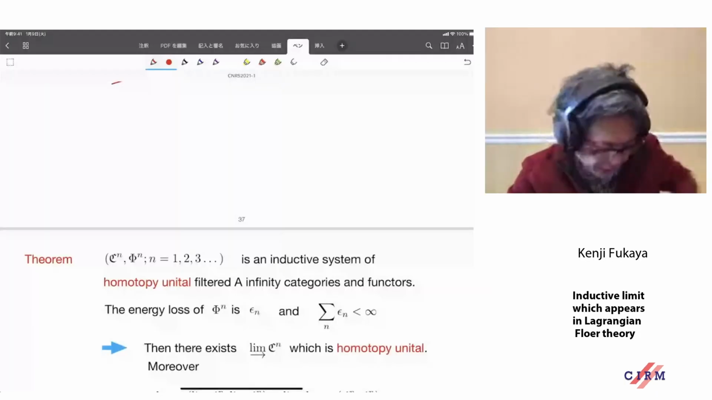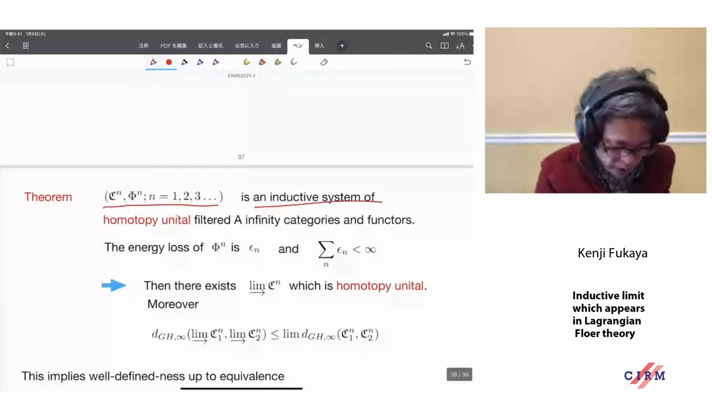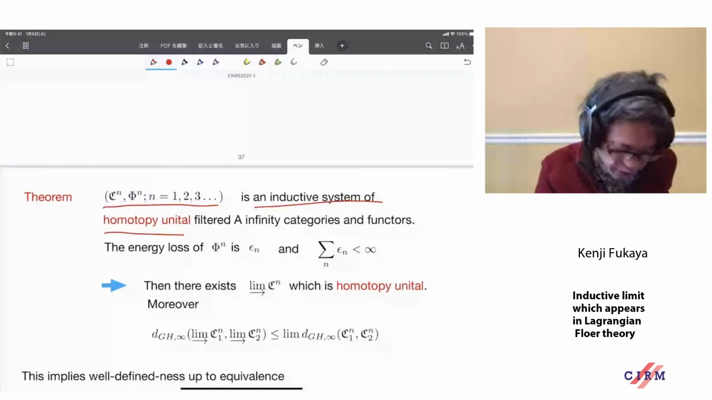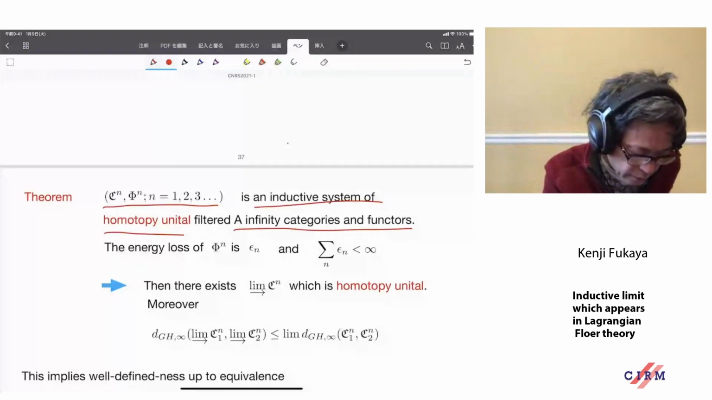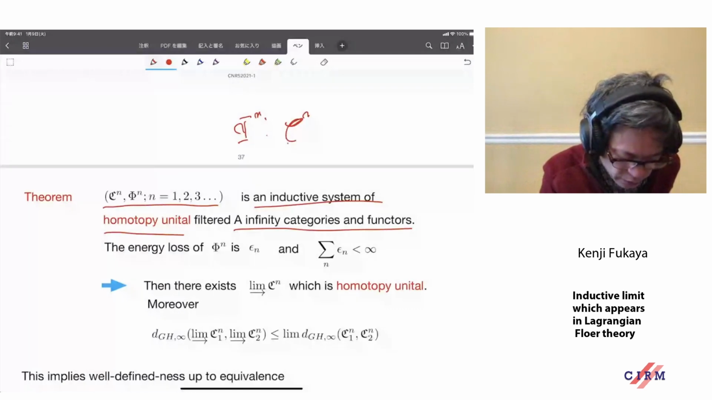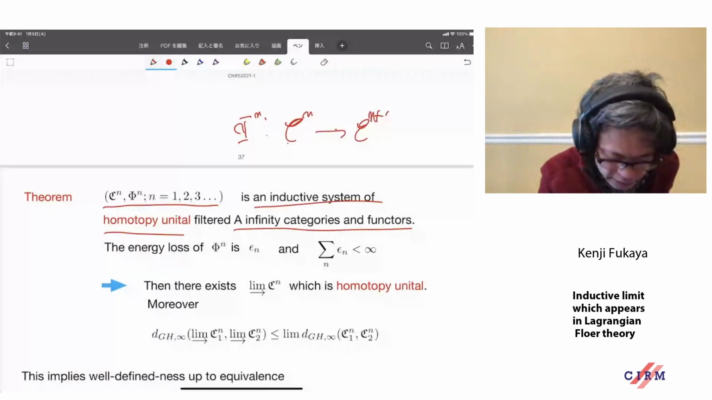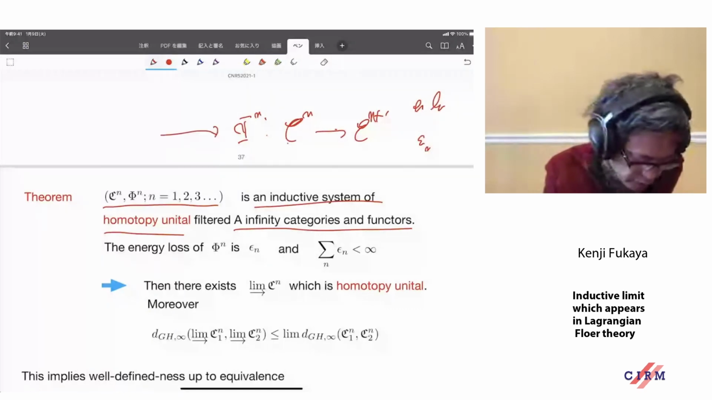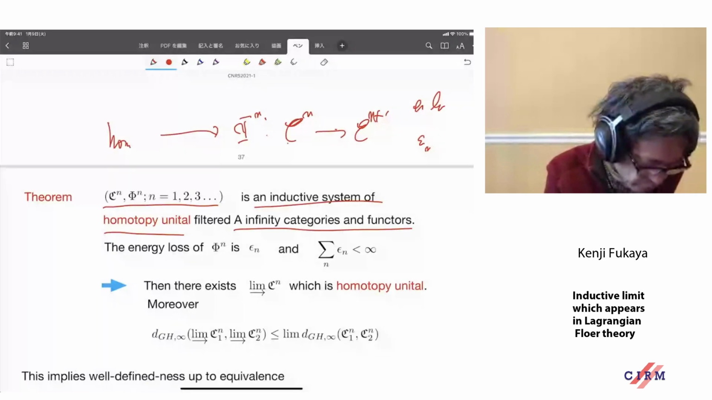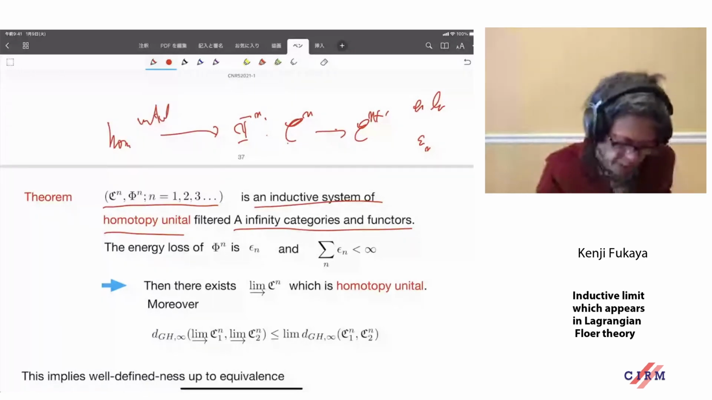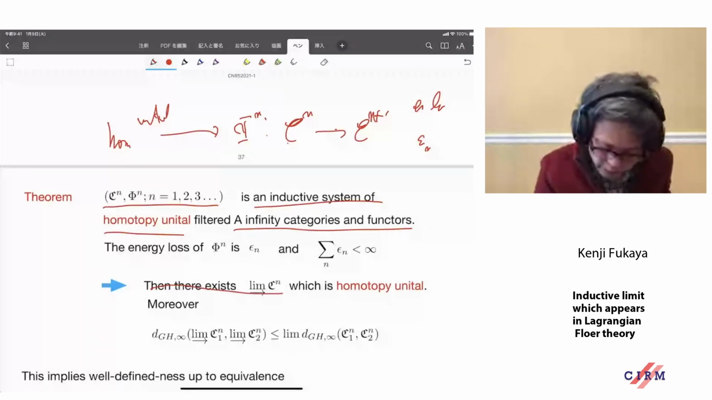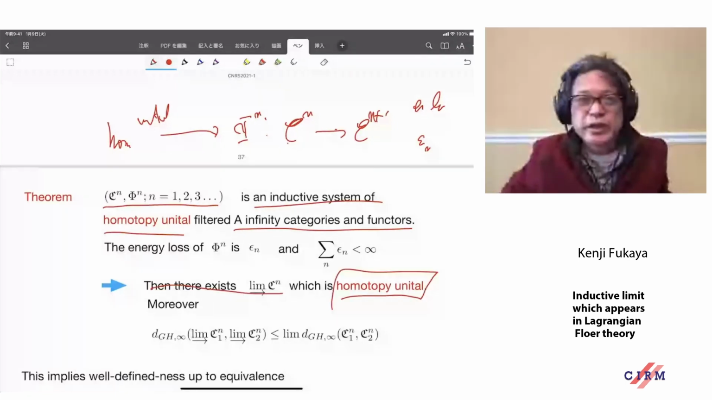And then now we take another theorem. We have an inductive system of homotopy unital finite infinity categories and functors. It means that P_n is a functor from C_n to C_{n+1}, and this has energy loss epsilon_n, but it is also homotopy unital. So all constructions are compatible with the unit. Then we can construct the limit, which is homotopy unital. So the limit has a unit in the case when all the morphisms are homotopy unital.